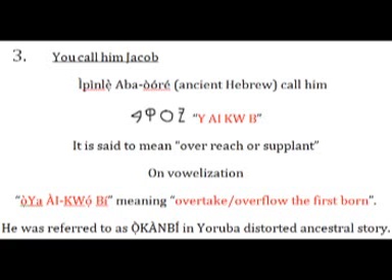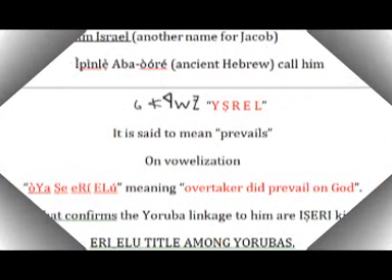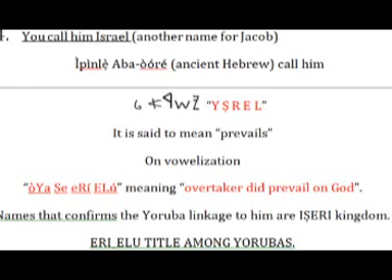Let's see the other name of Jacob. You also call him Israel. That was the name that God gave him when he had an encounter with God. This is the name they call Israel.